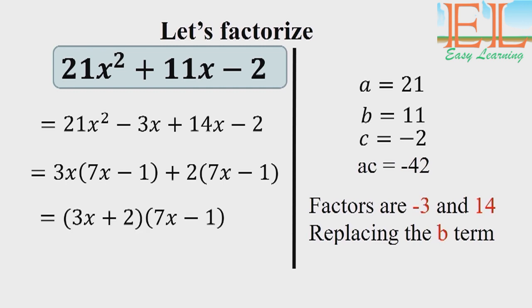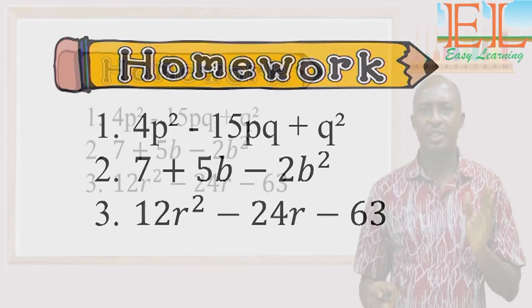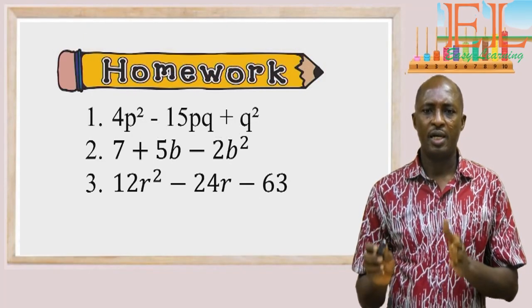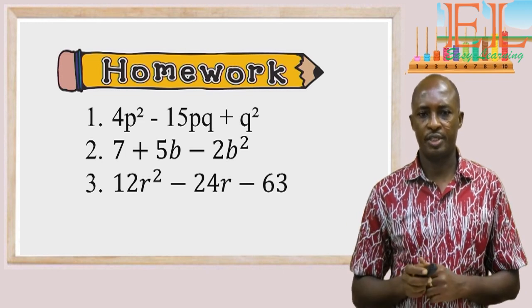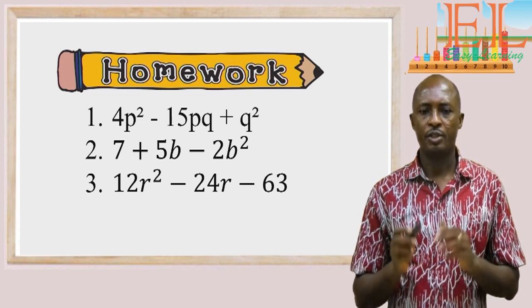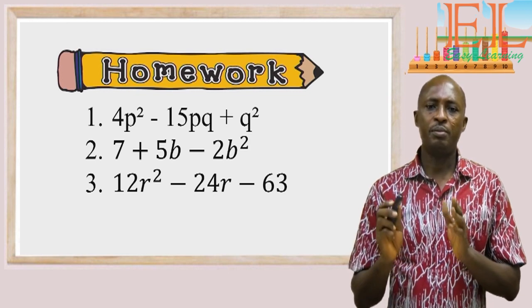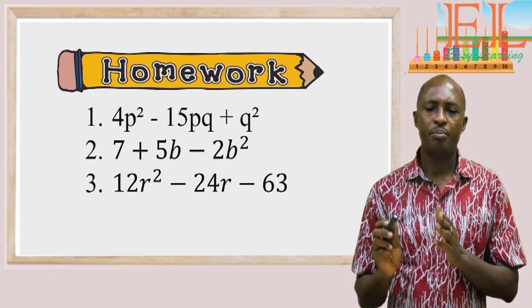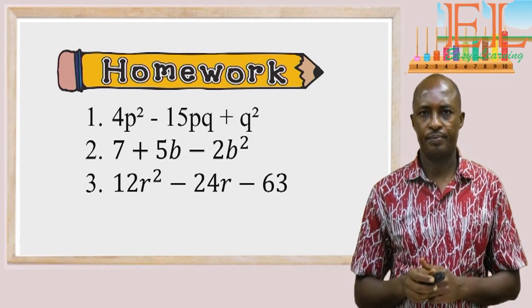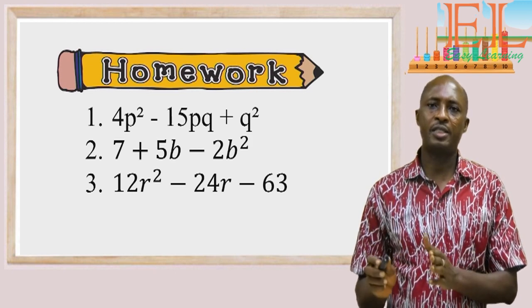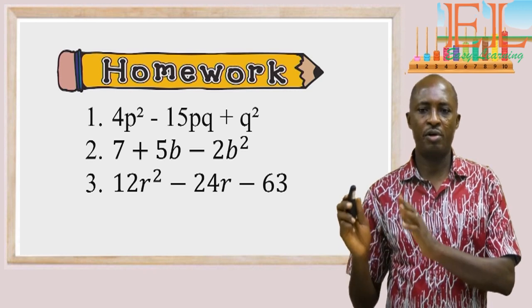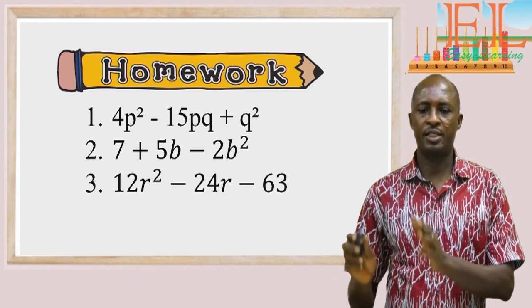So, you can try this at home. Factorize 1. 4p squared minus 15pq plus q squared. 2. 7 plus 5b minus 2b squared. And 3. 12r squared minus 24r minus 63.